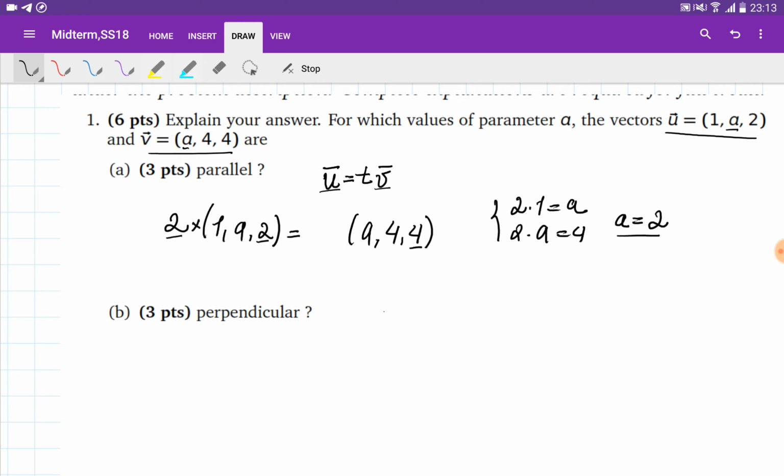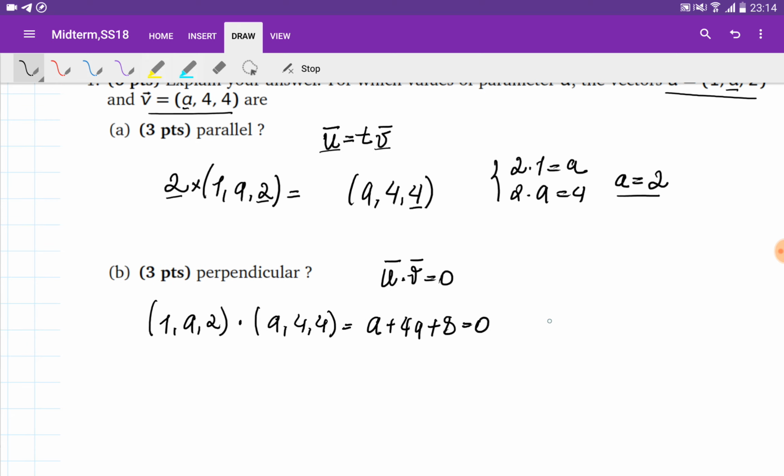The vectors are perpendicular when their dot product is equal to 0. So I need to just write down the vector u, which is going to be (1, A, 2), and vector v has these three components again, (A, 4, 4). And its dot product should be equal to 0. So let me write down the dot product. It's going to be A plus 4A plus 8 is equal to 0. So from here I can find that 5A is equal to minus 8. That is why A is equal to minus 8 over 5. For this value of A, these two vectors become perpendicular.